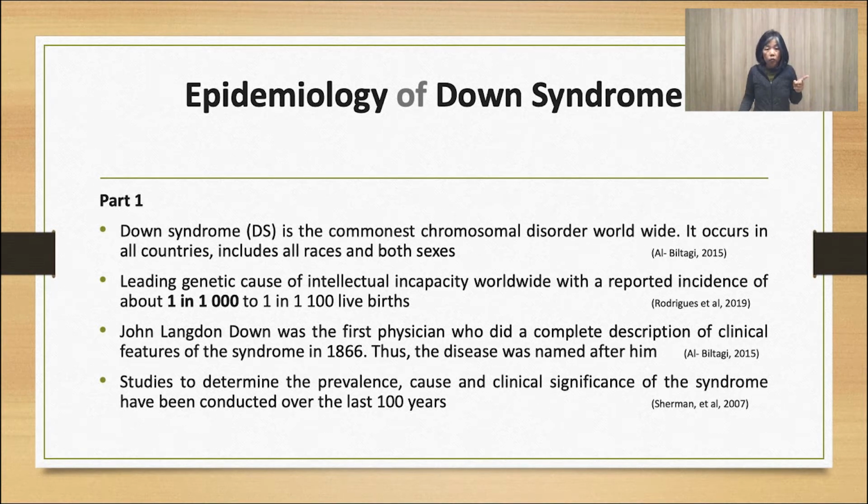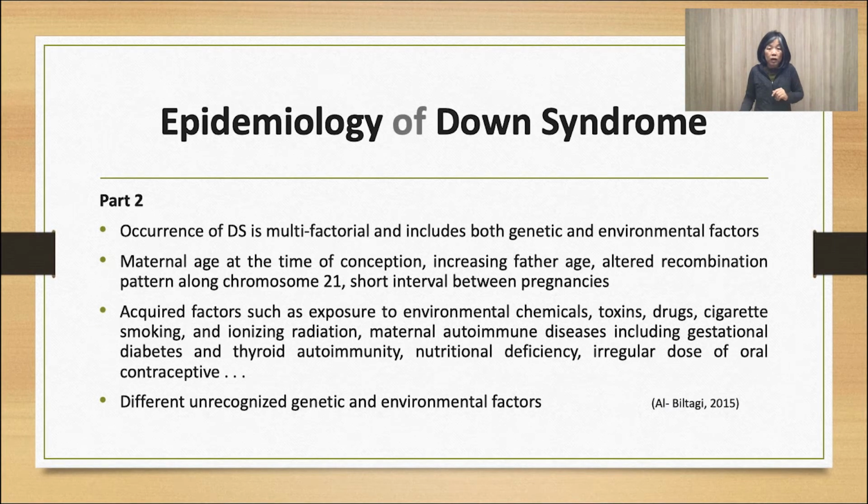John Langdon Down was the first physician who did a complete description of the clinical features of the syndrome in 1866. Thus, the disease was named after him. In the meantime, studies to determine the prevalence, cause, and clinical significance of the syndrome have been conducted over the last 100 years. The occurrence of Down syndrome is multifactorial and includes both genetic and environmental factors.